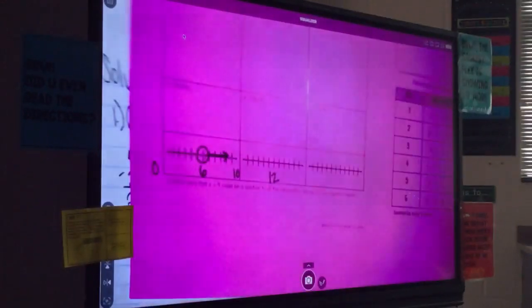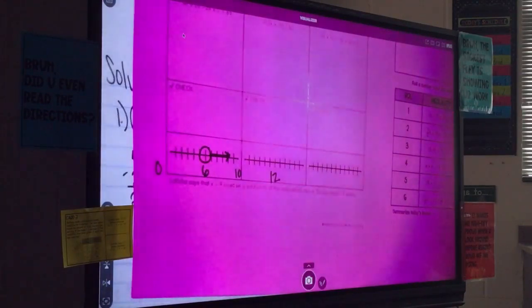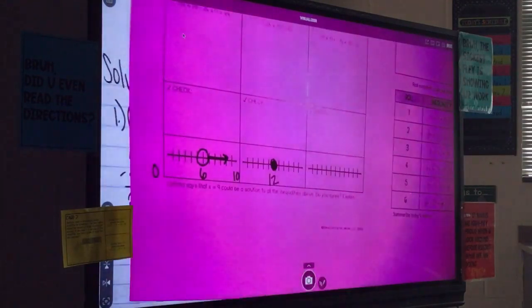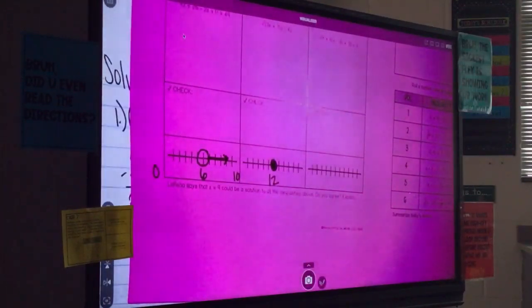So 12 goes in the middle. Raise your hand and tell me, are we using an open circle or a closed circle? Anthony, why? Because less than or equal to. So you can include 12 and it's okay because the answer can be equal to it.